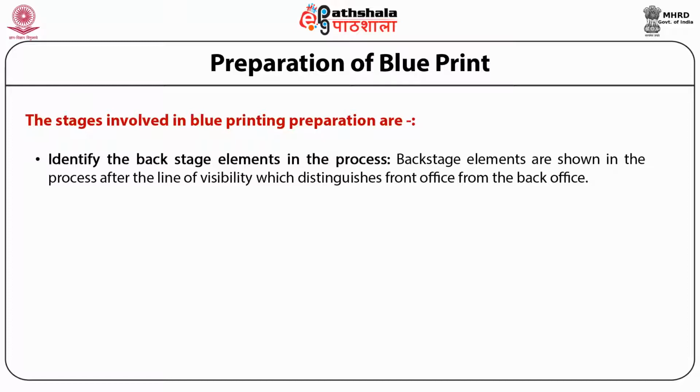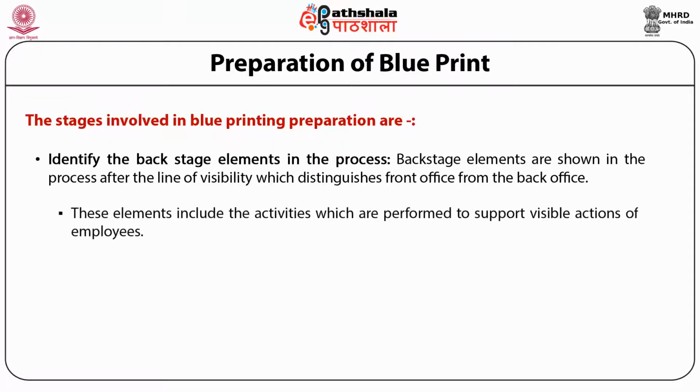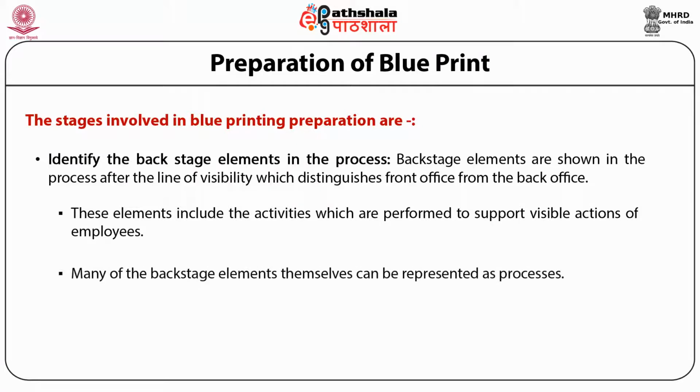Backstage elements are shown in the process after the line of visibility, which distinguishes front office from the back office. These elements include activities which are performed to support visible actions of employees. Most of the backstage elements themselves can be represented as processes.